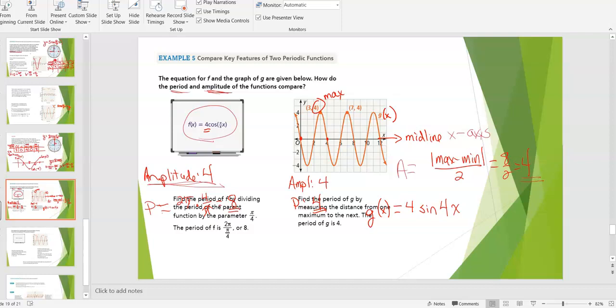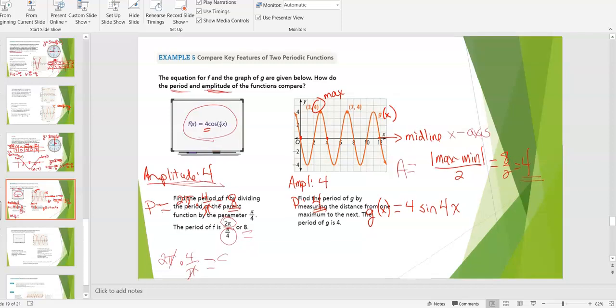You can't really see what I did there on the period, but it does say right here. The period, we would take 2 pi, divide it by, or multiply by the reciprocal, whatever the b is, whatever's in front of the x, and we get an 8. So if you don't like to mess with fractions and you're thinking, oh, I'm just going to do the reciprocal, it's a little cleaner that way, but you're doing exactly the same thing. So the period here is 8.